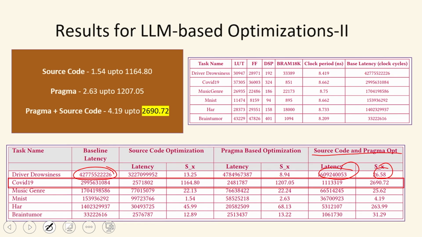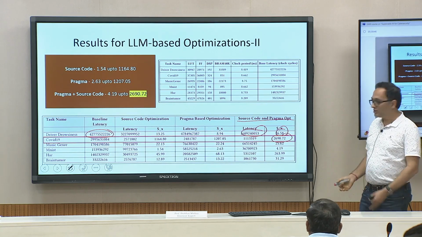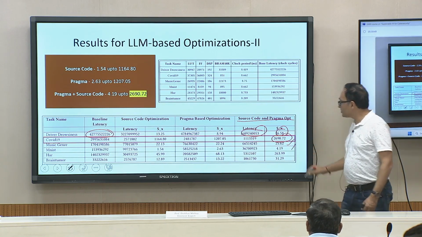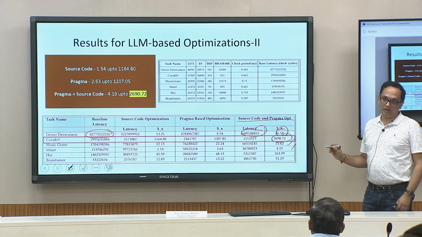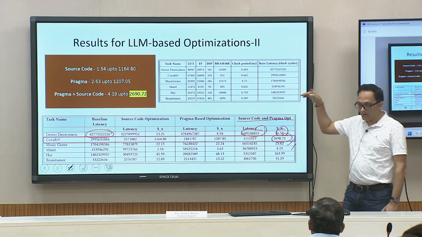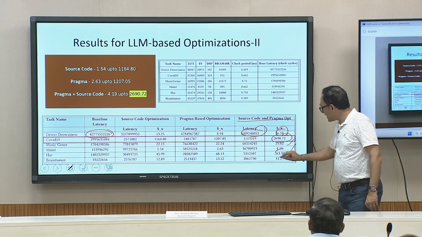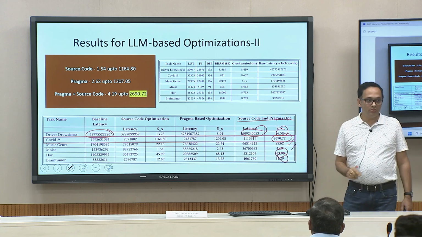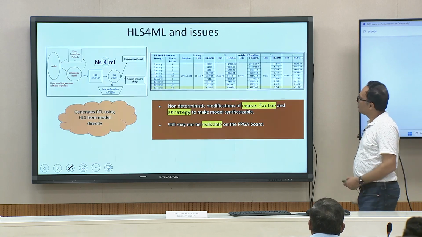For the next design, we are able to reduce the latency by 2690 times. If earlier it was 2690, it becomes 1 now. So, this is the kind of latency optimization we are able to achieve through LLM. We have not done anything; we have just used LLM to apply these pragmas and the source code optimizations, and this is the kind of improvement we are able to get through LLM. That is something interesting. So, LLM can help you.